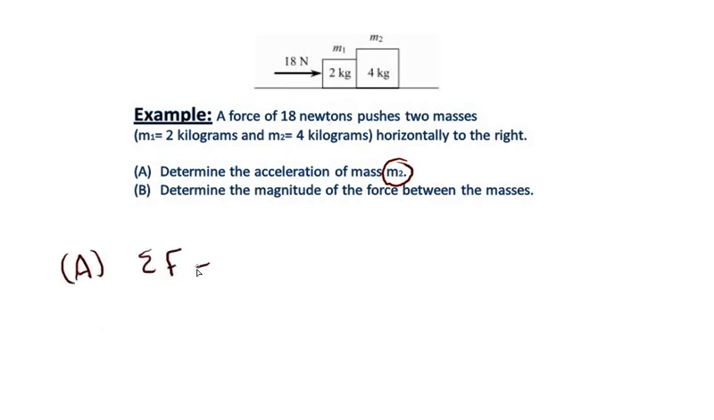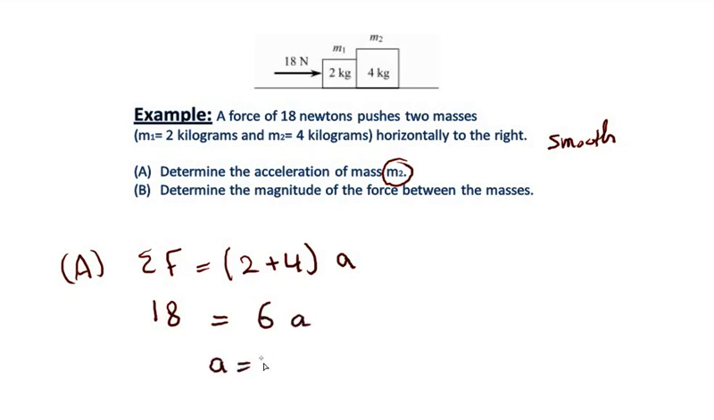Sigma F equals the total mass, 2 plus 4, times a. Here the friction is not mentioned, so we assume that the surface is smooth. The total force is 18 newtons. This is the only force that we have in the direction of motion. It's 18. 18 equals 6 times a. So a is 3 meters per second squared.